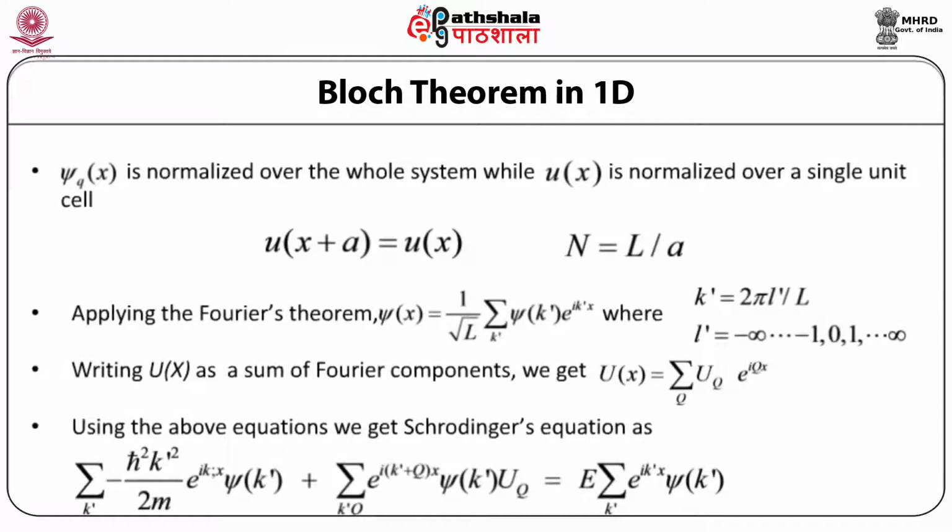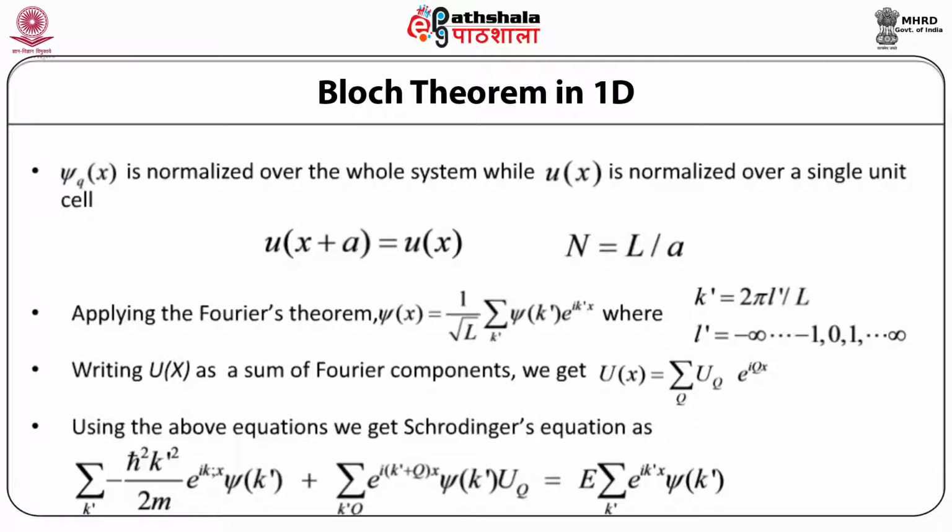Note that the wave function φ_q(x) is normalized over the whole system, while u(x) is normalized over a single unit cell. Also, u(x) is periodic in a, that is u(x + a) is equal to u(x), and capital N is equal to L by a, the number of cells in the entire periodic system. So now let us formally derive the Bloch theorem.